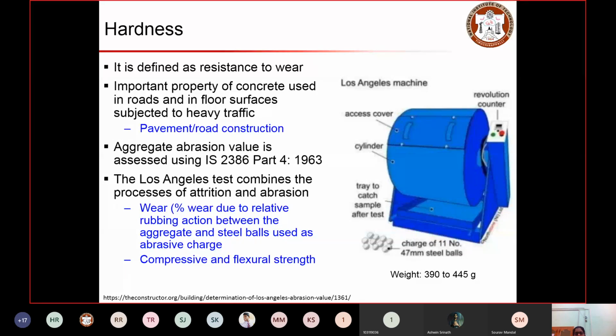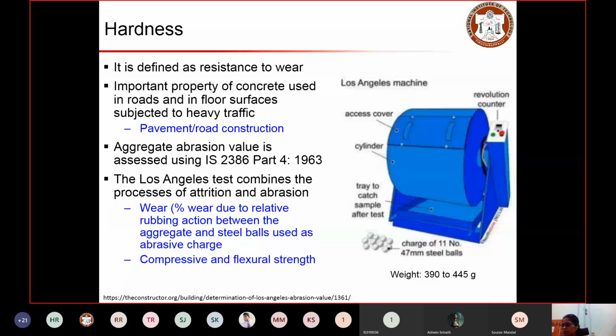Okay, so how do we test those properties of aggregate? By using the Los Angeles machine. There are some conventional methods available which are no longer practiced now. In recent days we use this Los Angeles test, which basically combines the process of both attrition and abrasion. This image shows a representative of the test machine that will be used for doing this Los Angeles test.